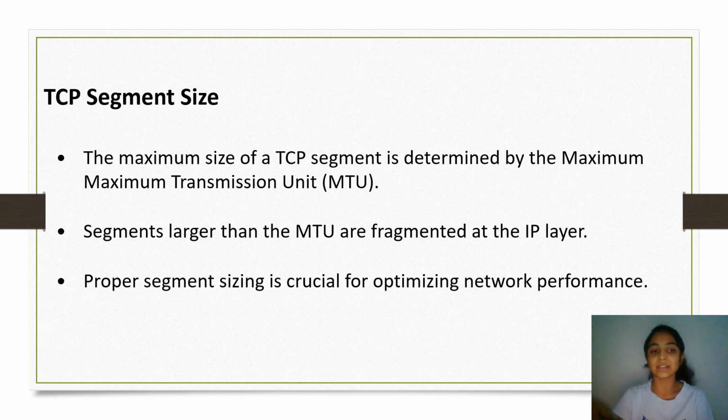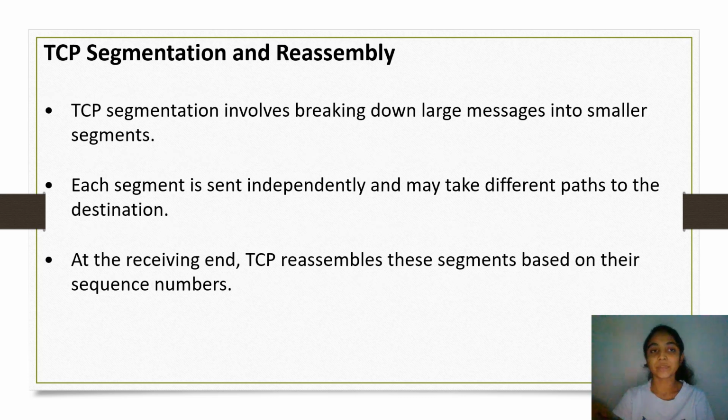TCP segment size. The maximum size of a TCP segment is determined by the maximum transmission unit (MTU). Segments larger than the maximum transmission unit are fragmented at the IP layer. Proper segment sizing is crucial for optimizing network performance.